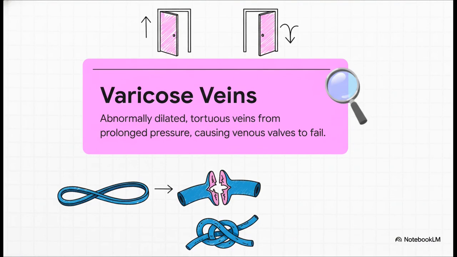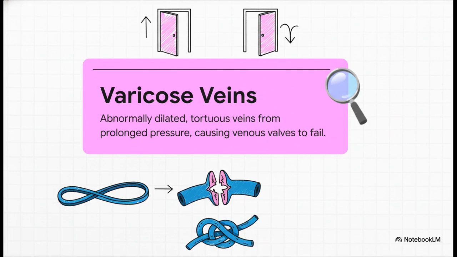Okay, that textbook definition sounds a bit heavy, right? Let's break it down. Just imagine the valves in your veins are like one-way doors. Their job is to stop blood from flowing backwards, because of gravity. But when there's too much pressure for too long, these valves get weak. Think of a rubber band that's been stretched one too many times. It just doesn't snap back. The doors don't close properly, blood starts to pool, and the vein swells up. And that, my friends, is a varicose vein.